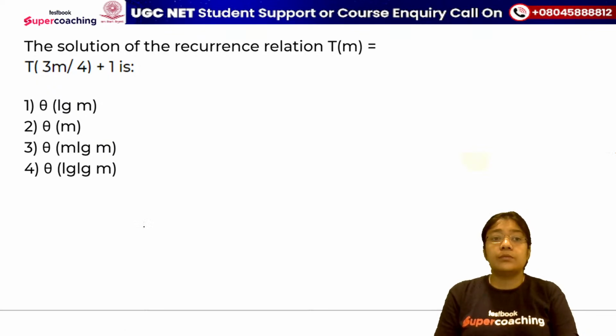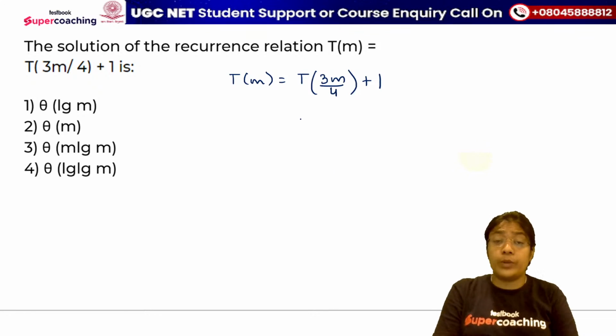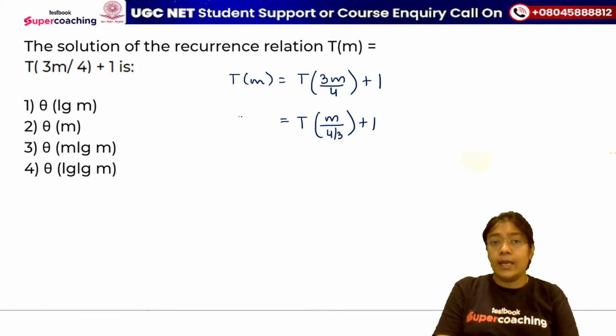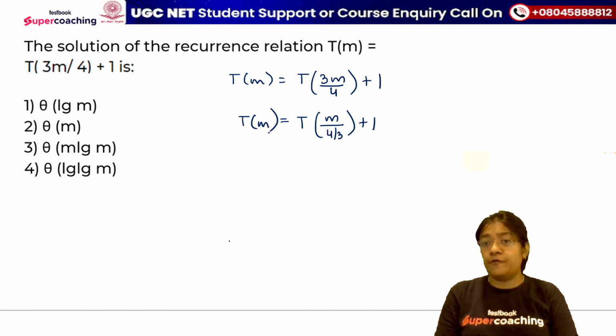Next question. Again it's based on the recurrence relation. T of n is equal to T of 3n by 4 plus 1. So we can write this as T of n divided by 4 by 3 plus 1. Can I apply Master's theorem on this? क्योंकि जब भी हमारे पास recurrence relation आ रहा है, हम पहले क्या ट्राई कर रहे हैं? We check if we can apply the Master's theorem.